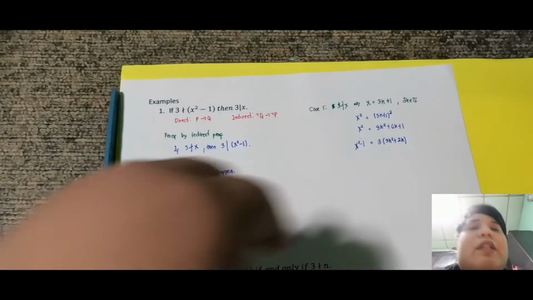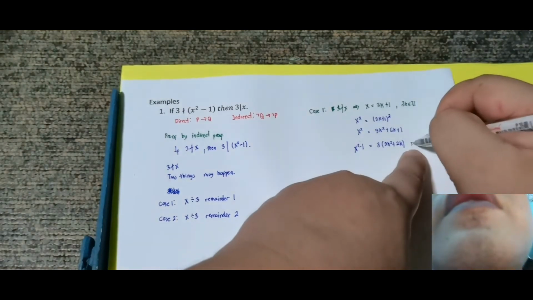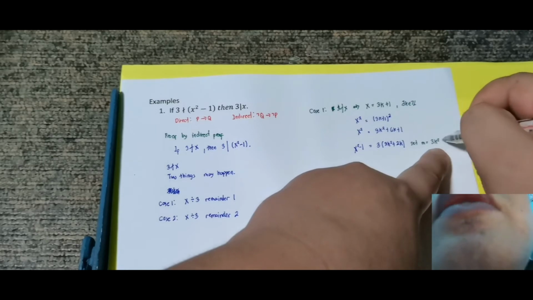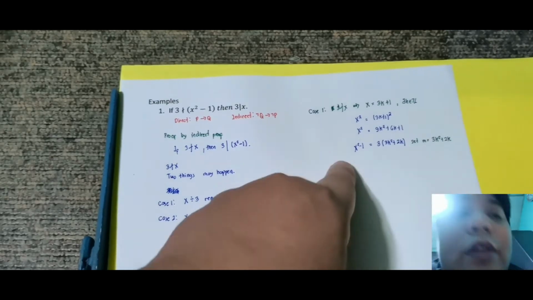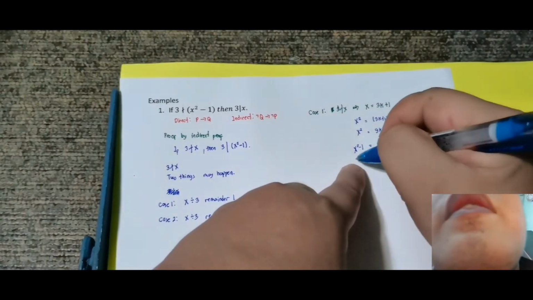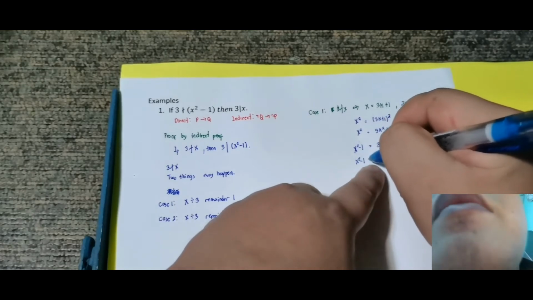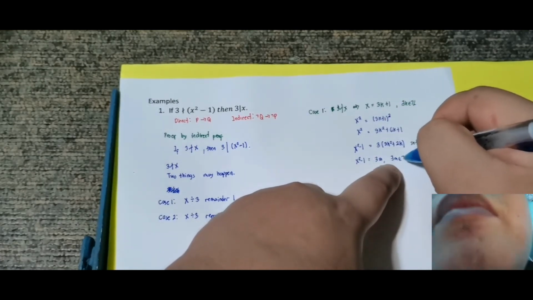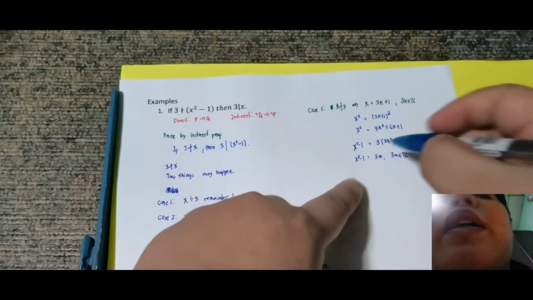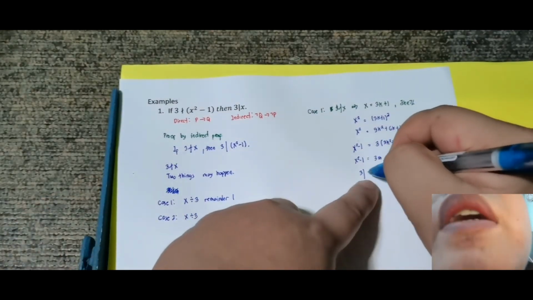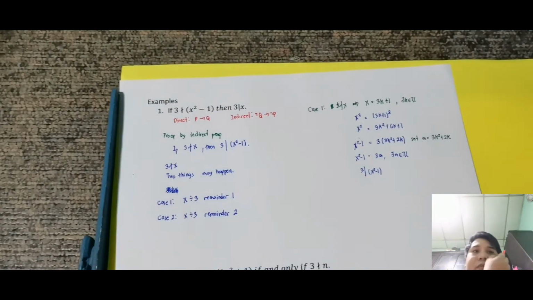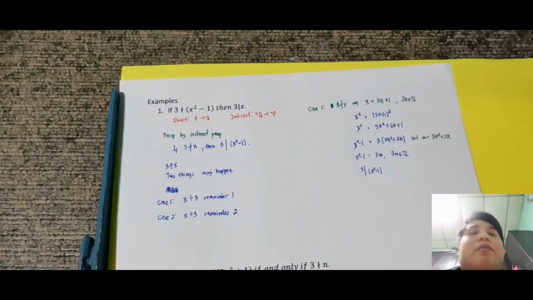Okay, so i-set lang natin na m is equal to 3k squared plus 2k. So therefore, ano mangyayari dito? x squared minus 1 is equal to 3m, for some m element of integers. So by definition of divides, 3 divides x squared minus 1. So nakaisa na ako.